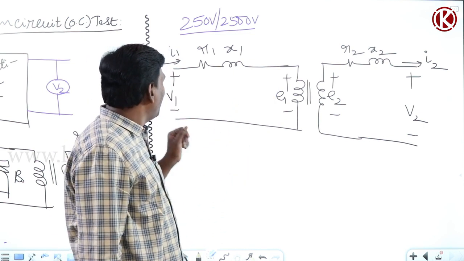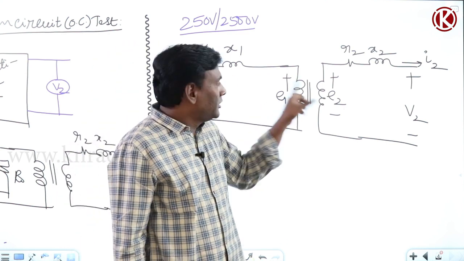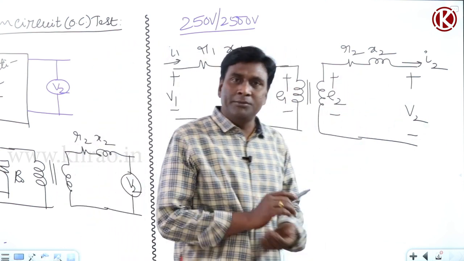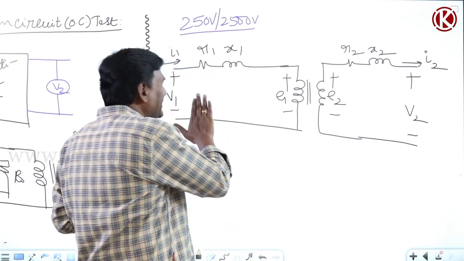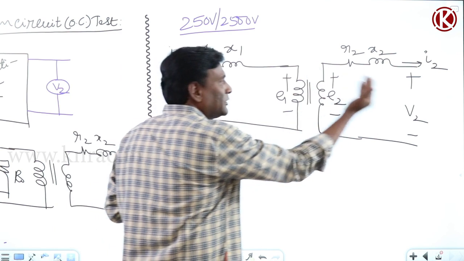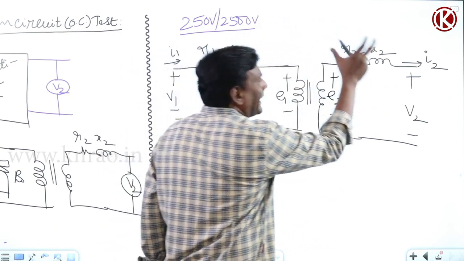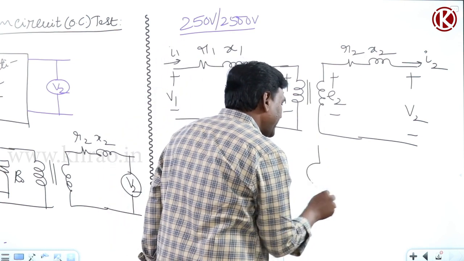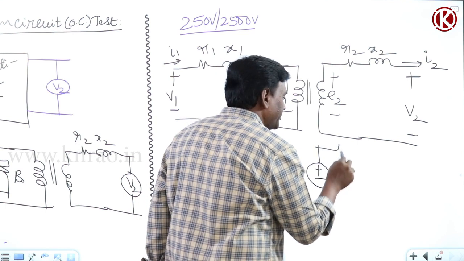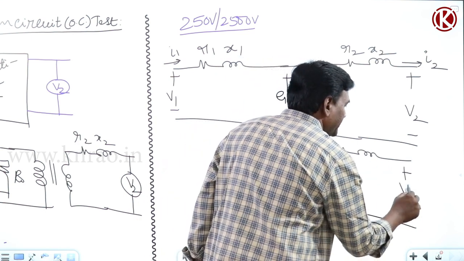Okay, now what will happen with respect to voltage? V1 minus drop is going to be E1, E2 minus drop is going to be V2. So actually if I reflect everything to the secondary side, I can say that R1 plus X1 dash. If I try to model this, some voltage source, this is the reactance, so this is V2.